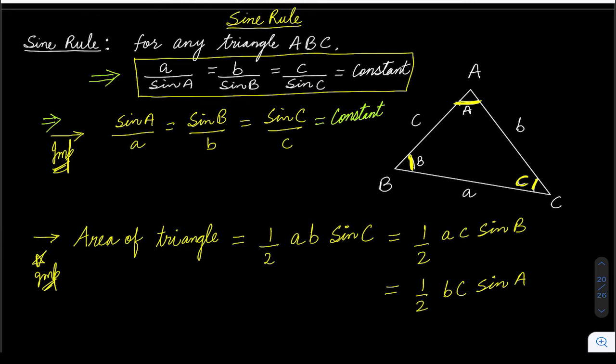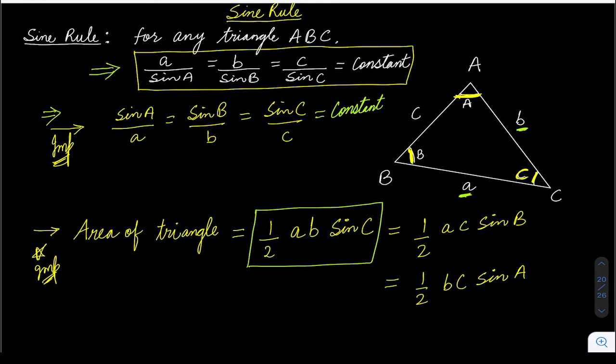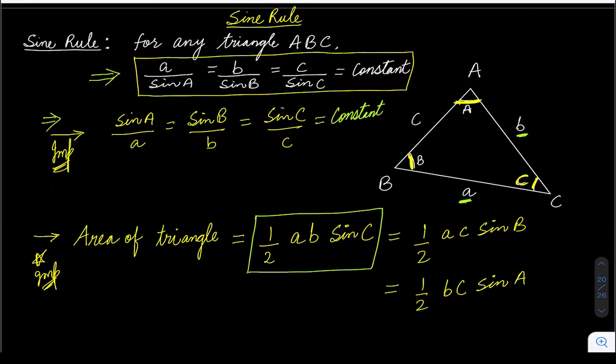So area of triangle can also be written as half ab sine C. Now how do you remember this? So basically area of triangle is half product of any two sides. For example, let's say I'm taking side a and side b. So half product of these two sides into sine of the angle between them. The angle between side a and b is C. So my area is half ab sine C.